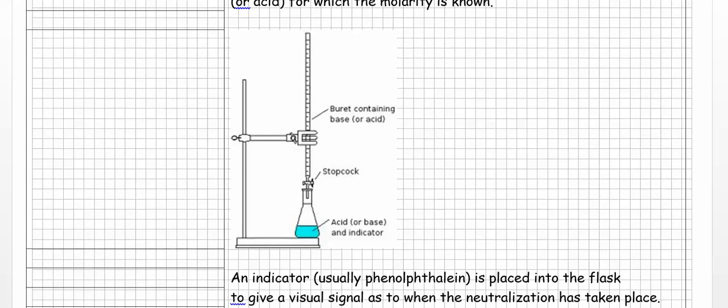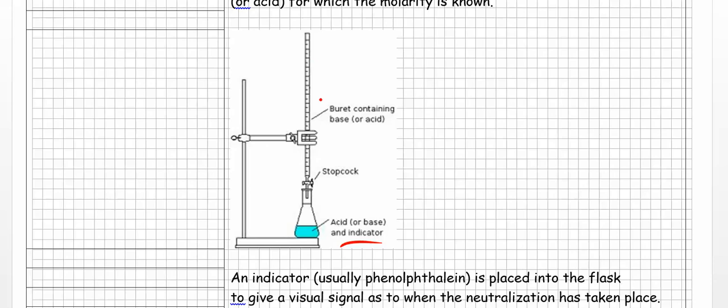So this is a titration apparatus here, okay? And so what we've got down here is a flask, and it has an acid. It could be a base, but it usually is an acid, and it's got an indicator in it. We'll talk about what an indicator is in a moment, but for right now, we'll just say that it's a chemical that indicates whether it's acidic or basic, right?